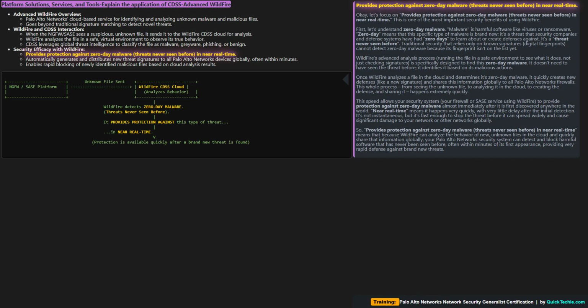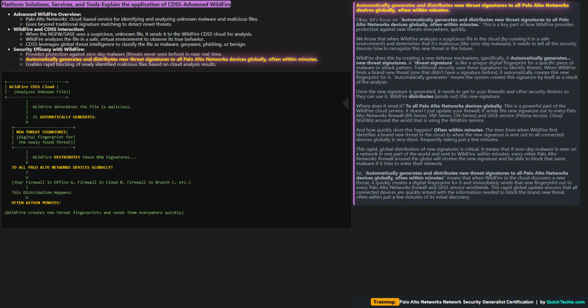So, provides protection against zero-day malware, threats never seen before, in near real time, means that because WildFire can analyze the behavior of new, unknown files in the cloud and quickly share that information globally, your Palo Alto Networks security system can detect and block harmful software that has never been seen before, often within minutes of its first appearance, providing very rapid defense against brand new threats.